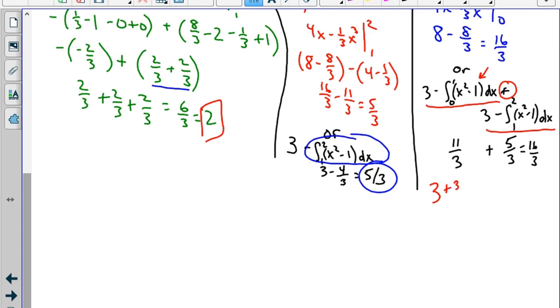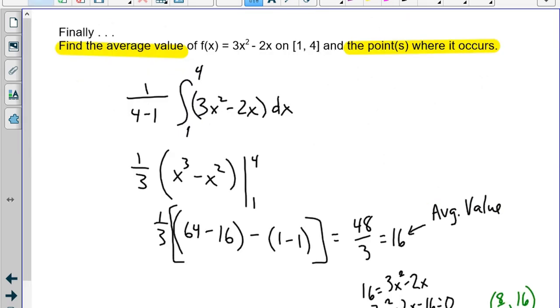So this becomes 3 plus 2/3. And then over here, I already calculated this in the second part to be 5/3. So 3 plus 2/3 is 11/3 plus 5/3 gives me 16/3, which was the same answer I had earlier. So I could do this either with geometry or calculus and geometry together, or I can do it with just calculus.